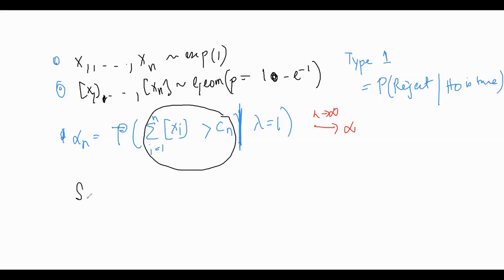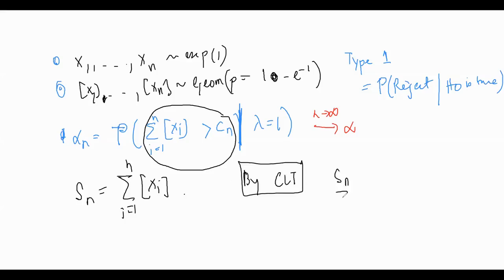So let's call Sn the summation of box of xi, i from 1 to n. Now, by the central limit theorem, what do we know? We know that Sn by n minus the expected value of Sn by n, which is the expected value of each individual geometric, because each of them follows geometric, so 1 by p, multiplied by root n, divided by the standard deviation of the geometric, which is the square root of 1 minus p by p square.